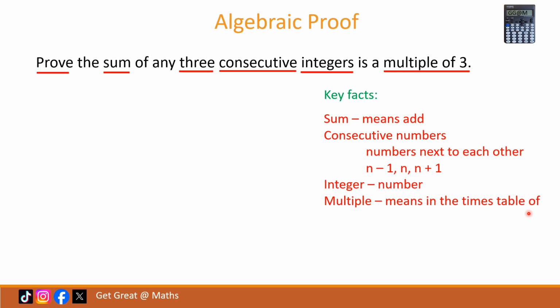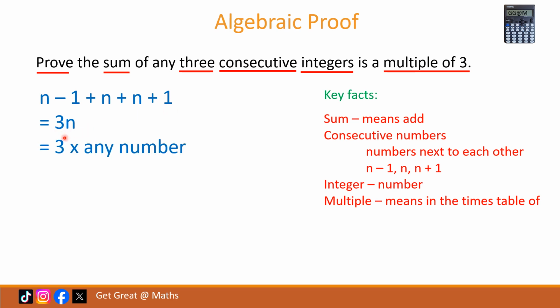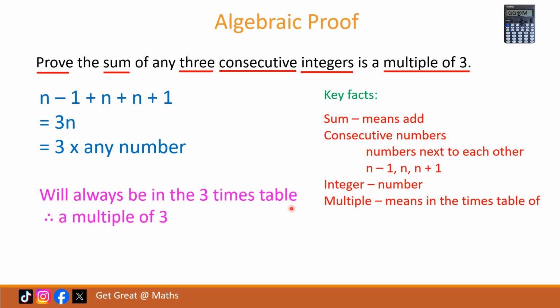Well done. So first of all, we should have written down the 3 consecutive numbers. So my first consecutive number is n take away 1. My middle one is n, and my third one is n plus 1. Now, if I combine these values here, the number of n's, I've got 1n plus 1n plus 1n, which gives me 3n. Then I've got a take away 1 plus a 1, which is 0, which just leaves me with 3 times n. Now, 3 times n is 3 times by any number. Now, 3 times by any number will always be in the 3 times table, which consequently means it's going to be a multiple of 3. And if it's a multiple of 3, that means we have proved it.